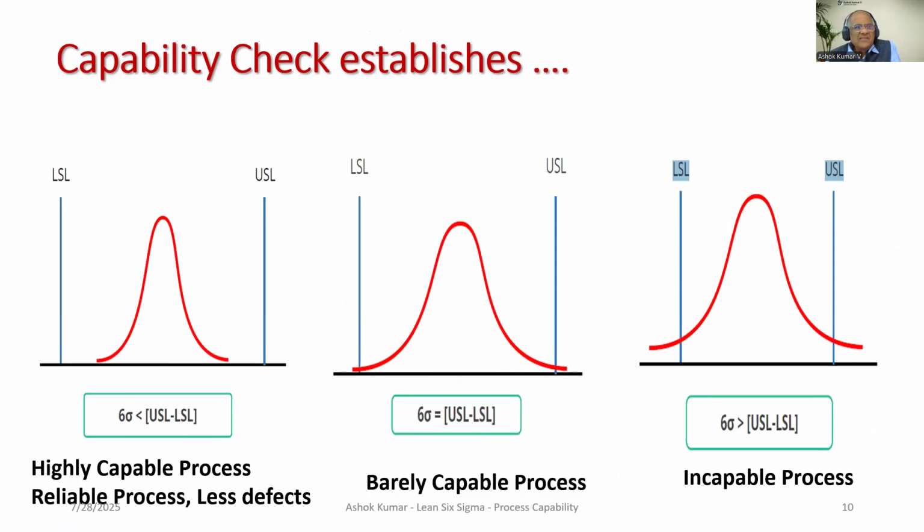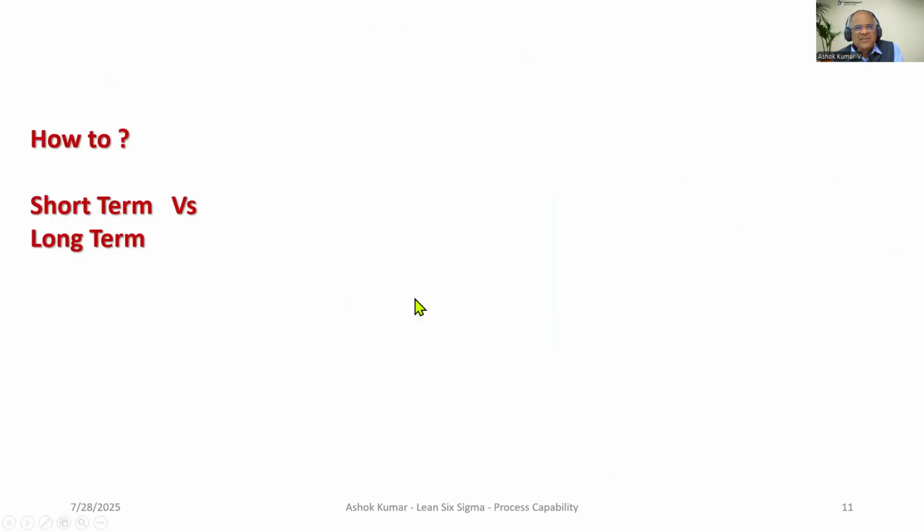Now, how to measure this? There are some indices to measure this over the short term and over the long term. So why do we need to understand both the short term and the long term? So short term, particularly in a service industry or in a manufacturing industry, let us say you do it for a smaller number of batches or fewer number of runs during a lesser period.